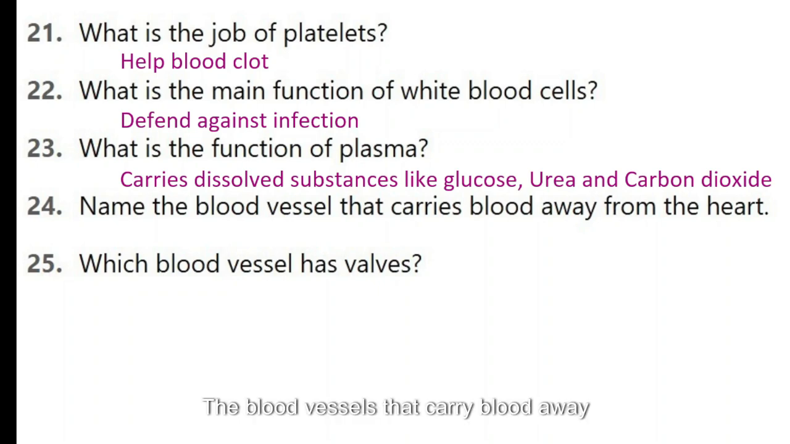The blood vessels that carry blood away from the heart are arteries. Which blood vessel has valves?